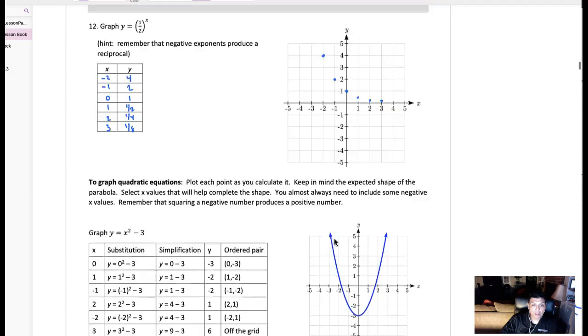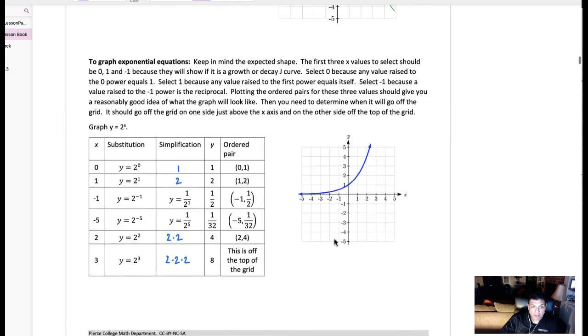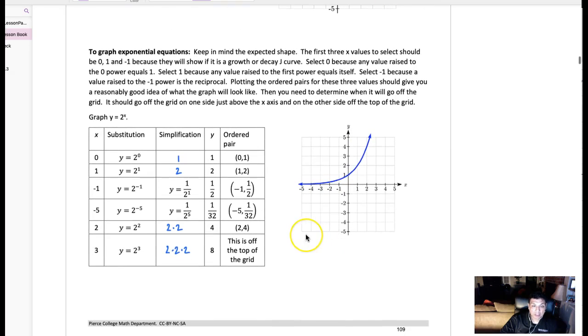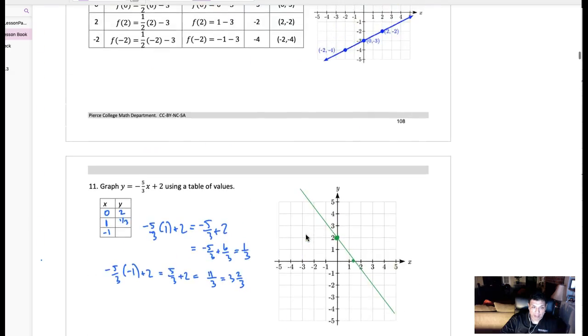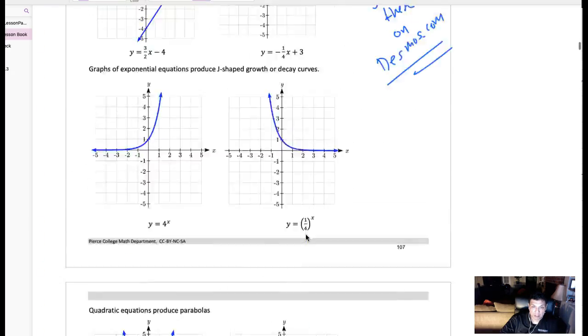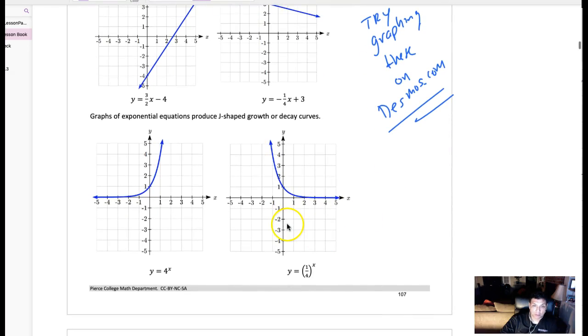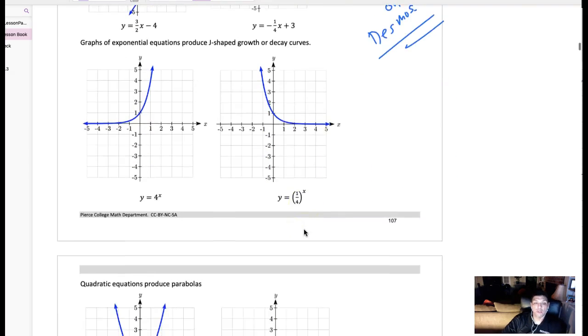Okay, we're going to go ahead and look at graphing now. What does it look like to graph equations by hand? We left off looking at Desmos, using Desmos to show you. You can do that. Always use Desmos to check your work.